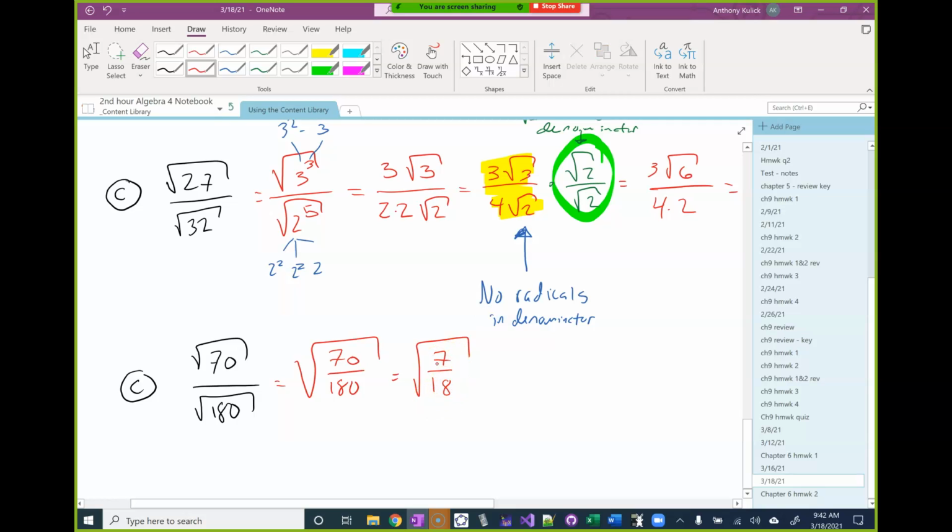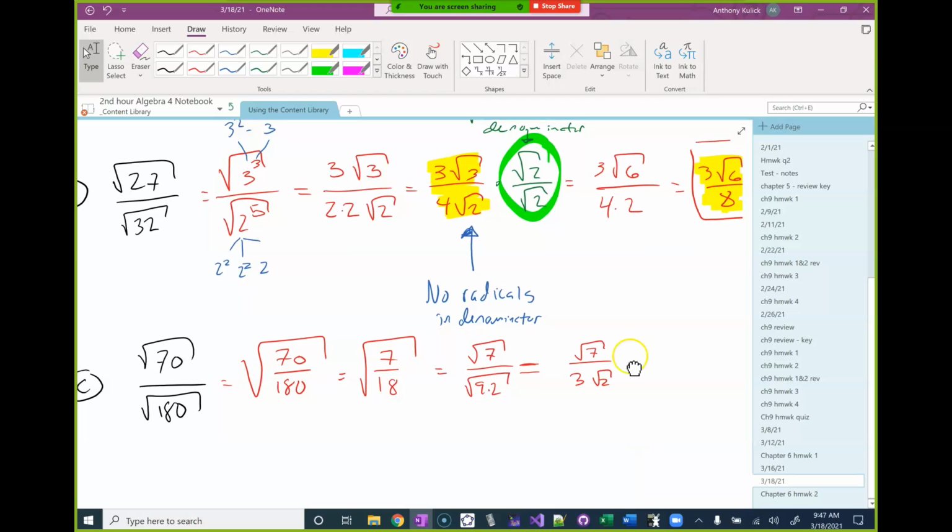Okay. So then we want to rationalize our denominator. So we'll multiply the top and bottom by square root 2. We get square root 14 over 4 times 2, or square root 14 over 8.